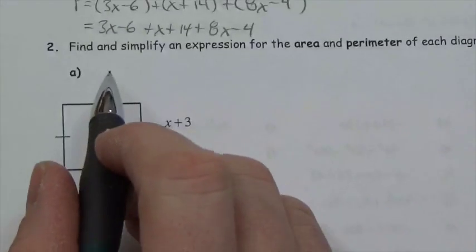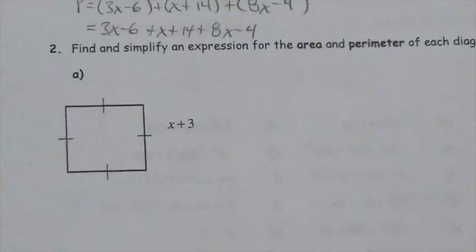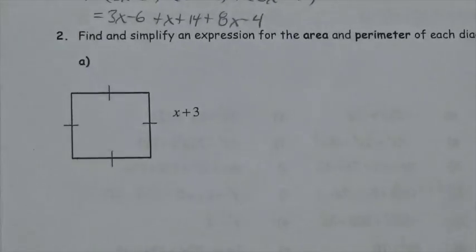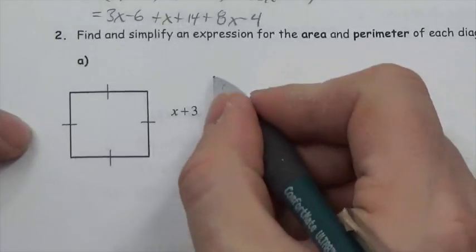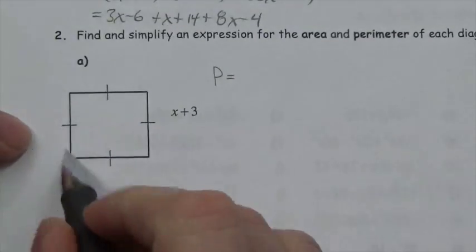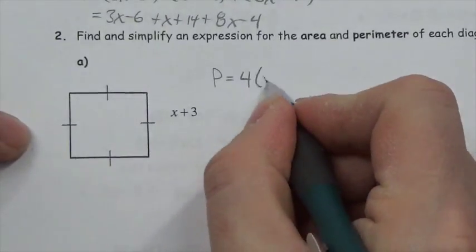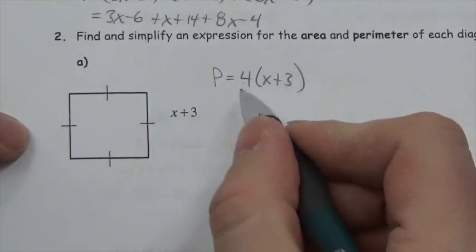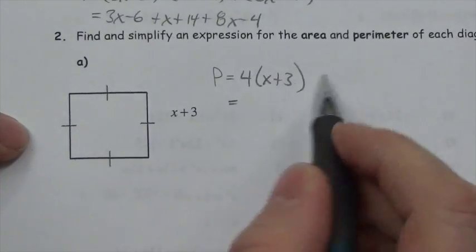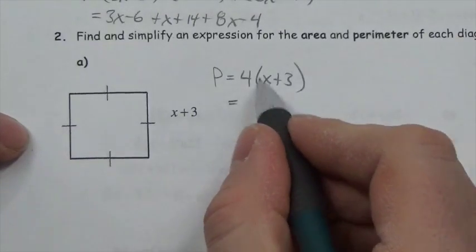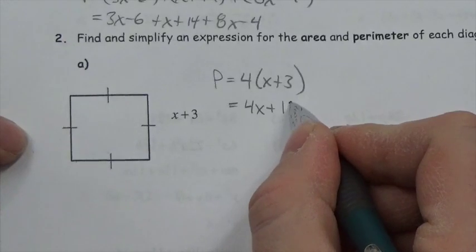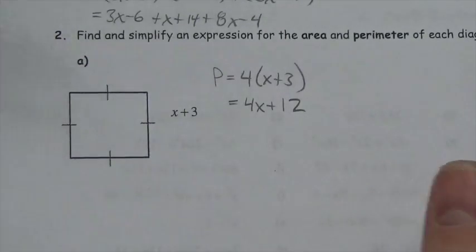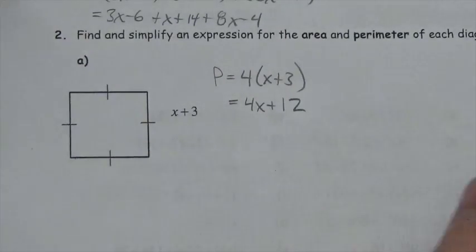Now in this question we're being asked to find a simplified expression for the area and the perimeter for each diagram. We've got a couple of them here. So here's a square. I can tell because of those little marks there. So I know that the perimeter is going to be 4 times that side length. So 4 times x plus 3. And in this case, I can just distribute that through. We've already talked about how to do that. So that's a monomial by a binomial. So it'll be 4x plus 12.